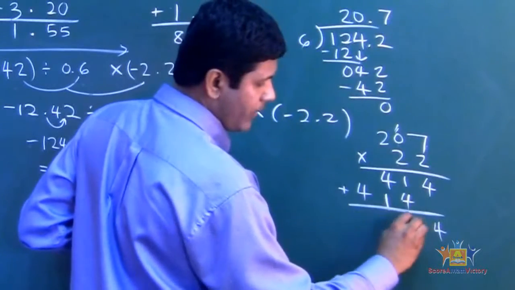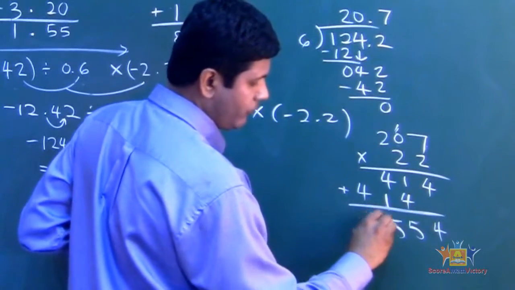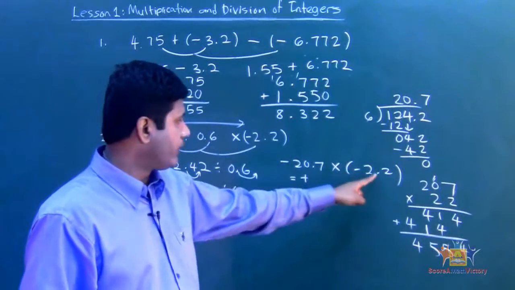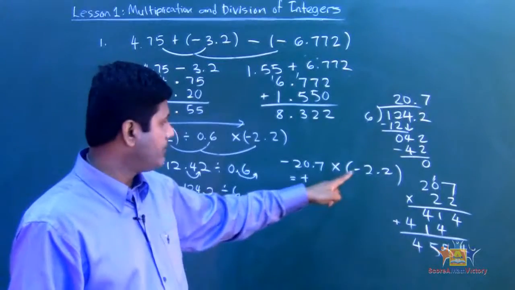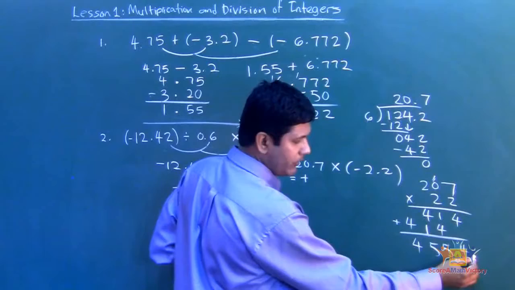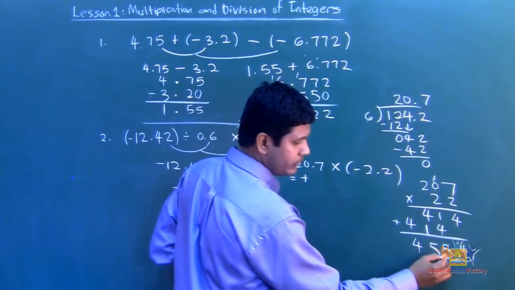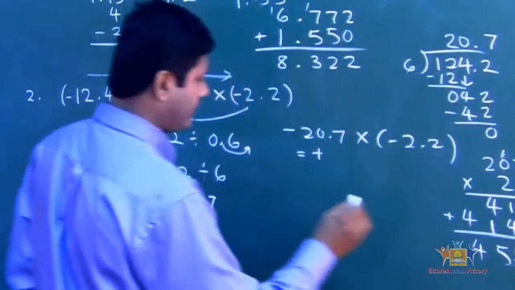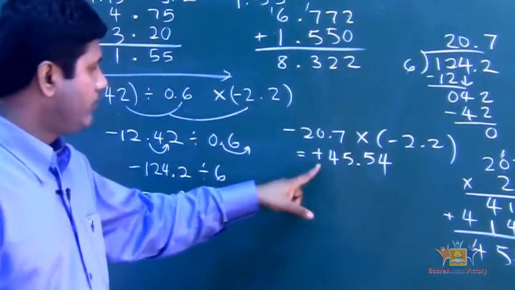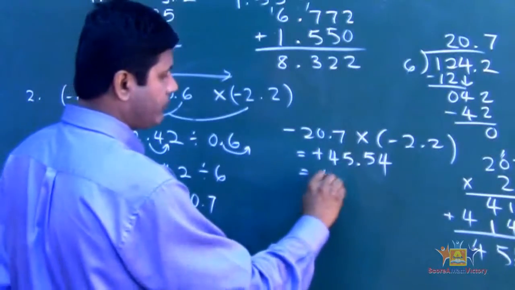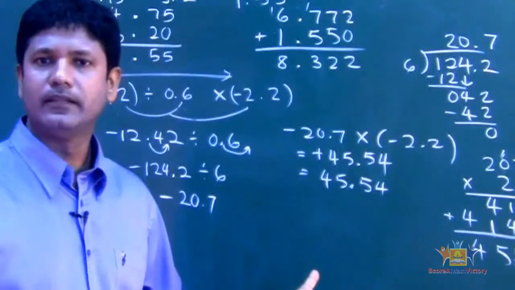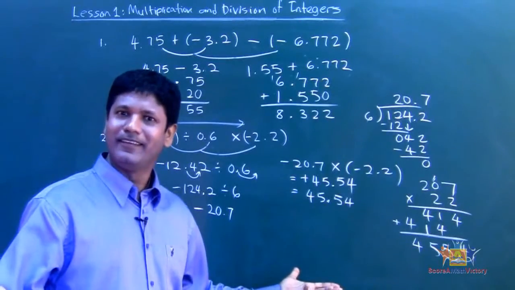4, 5, 5, 4. Forget now, remember later. We're going to remember back the decimal. How many numbers are there behind the decimal? 1, 2. I start from the back, count 2. 1, 2, right there. I'm going to put the decimal right there. So that becomes 45.54. Positive. So you can drop that positive, just put 45.54. Right, that's it.